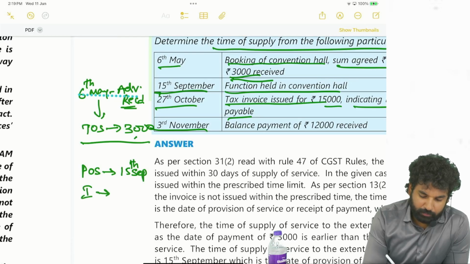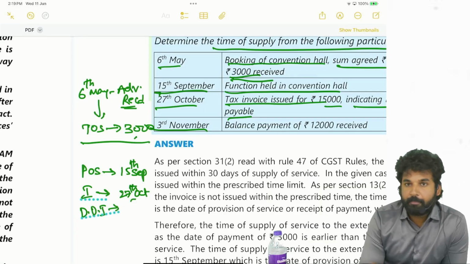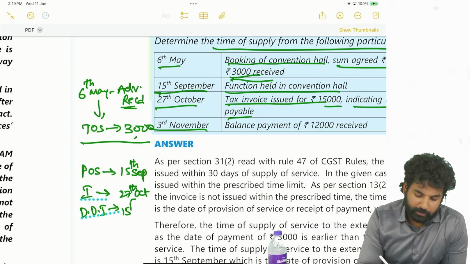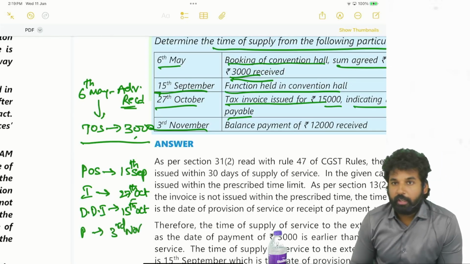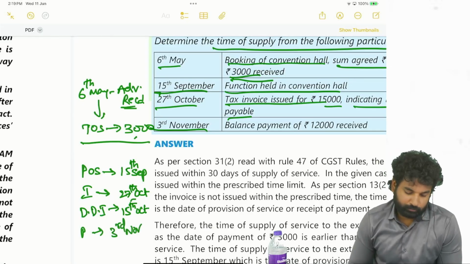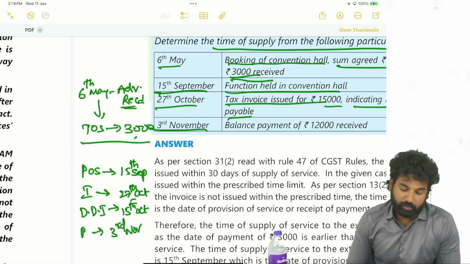When is the invoice issued? When it shall be issued, due date of invoice: 15th September plus 30 days, 15th October. Payment is 3rd November, correct? Invoice was not issued on time, because it shall be issued by 15th October, but it was issued on 27th October. Now what will be the provision?